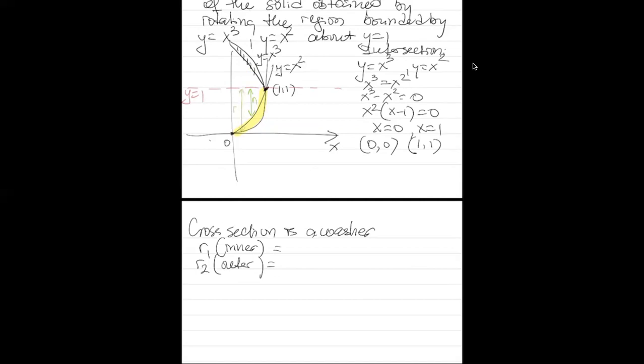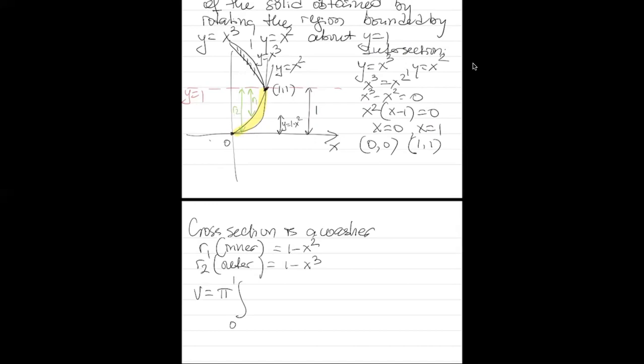Okay, so R1, the inner radius, is 1 minus x squared, because all the way down here is 1. All the way from here to here is the y-coordinate of our sample point, which for the inner radius is equal to 1 minus x squared. For the outer radius it is 1 minus x to the third. Now the volume is equal to pi integral, everything in terms of x, and x is from 0 to 1.